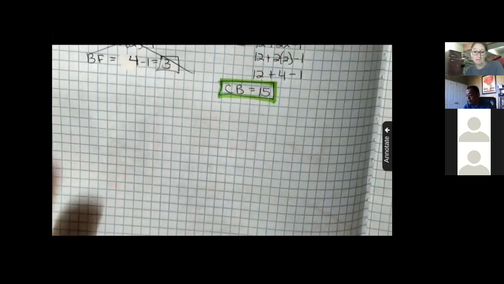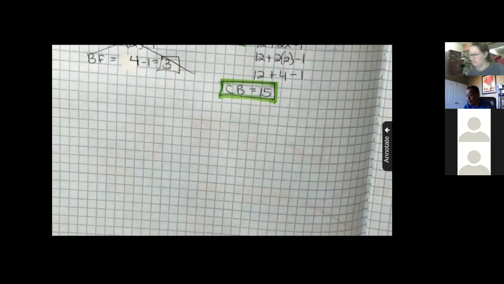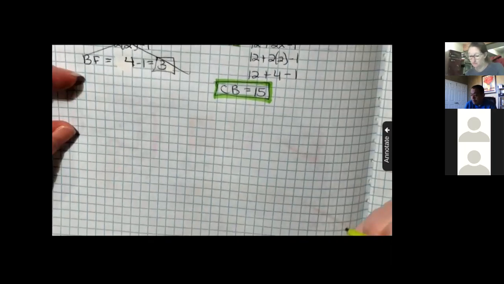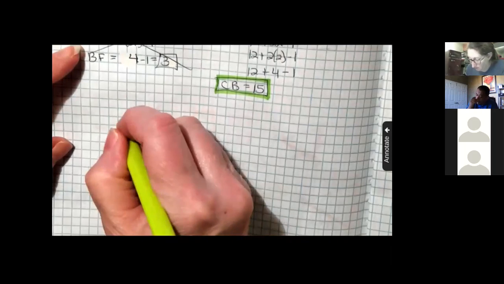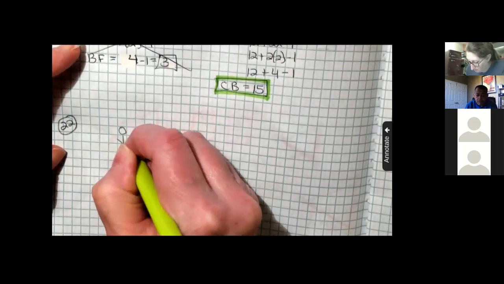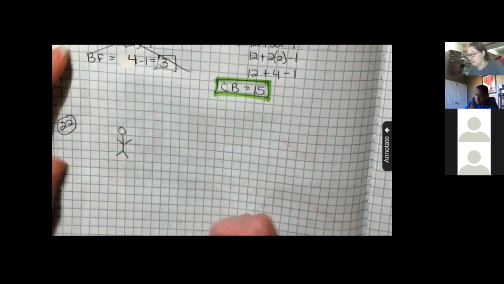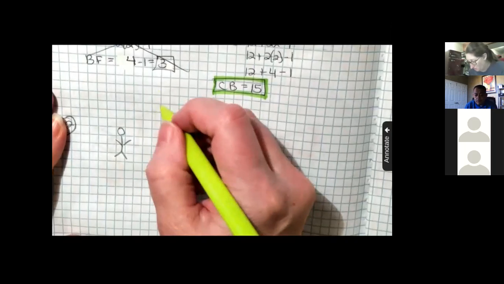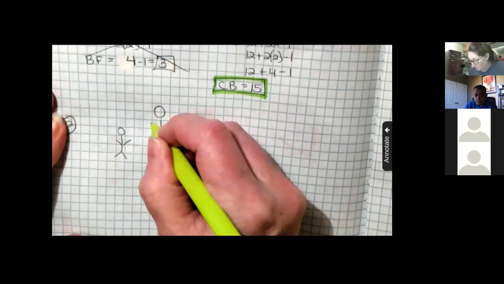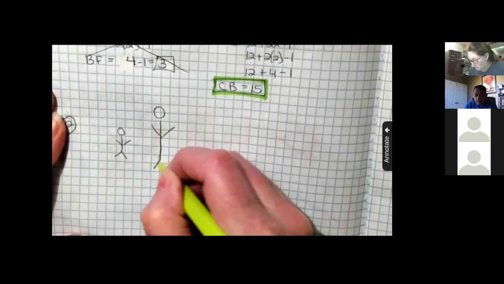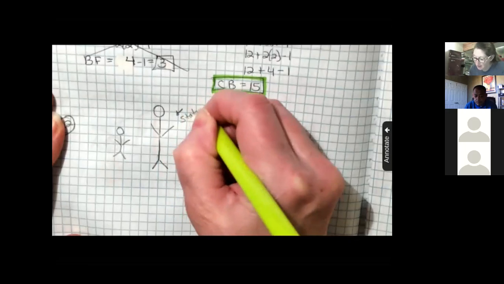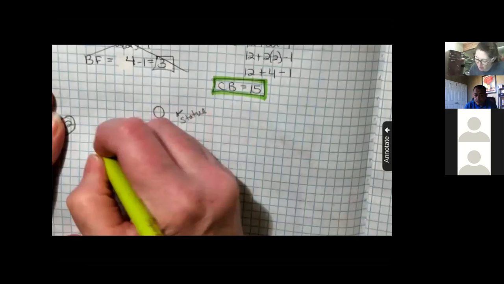Okay, so 22, statues. May is standing next to a statue in the park. So we have May. Let's put this as 22. We have May. Don't make fun of her. She's standing next to a statue. I don't know how to make a statue, but we'll make a statue in the park. This is the statue. And this is May.